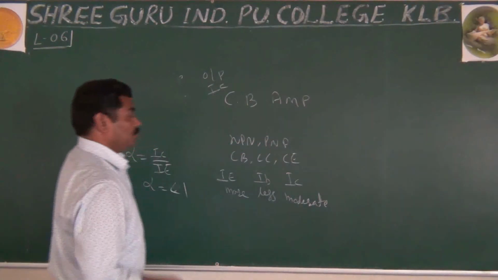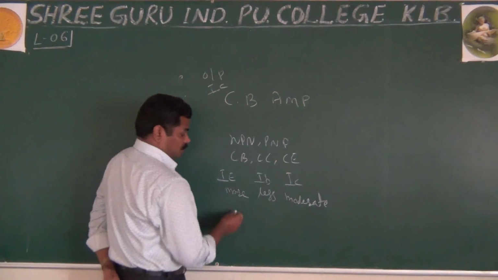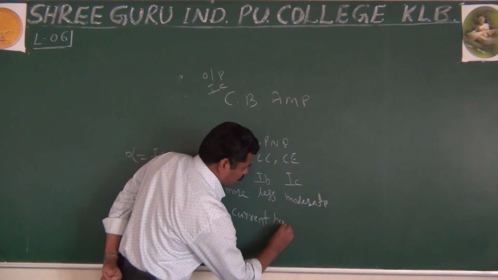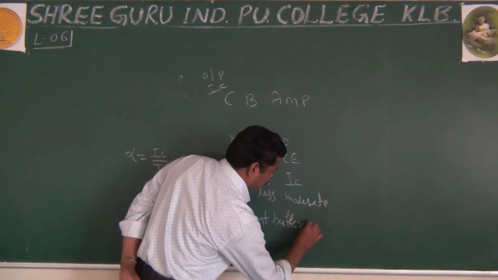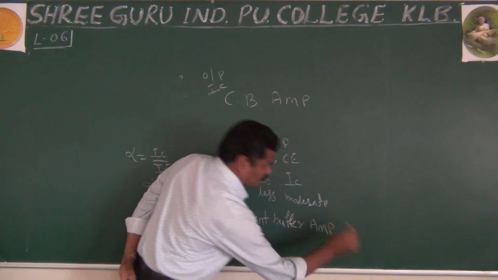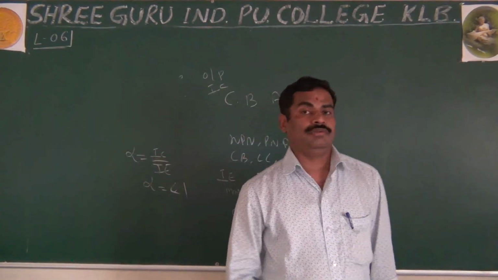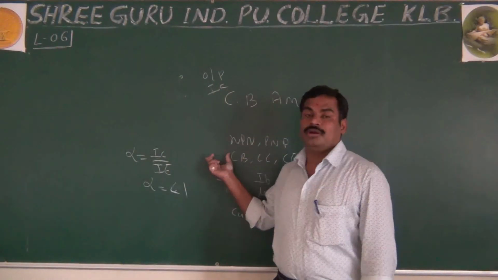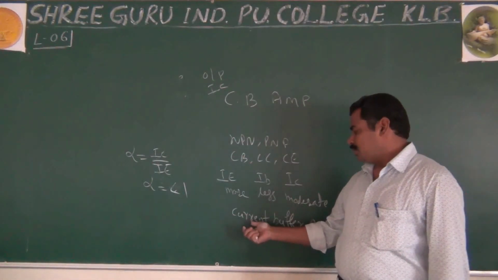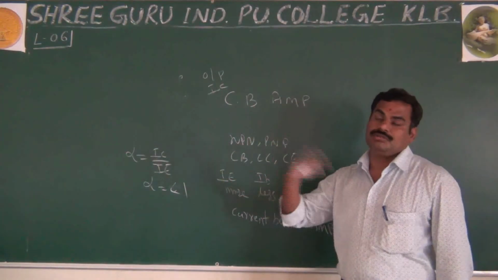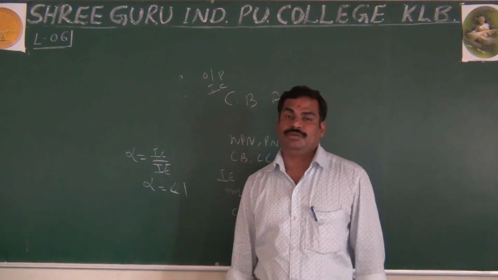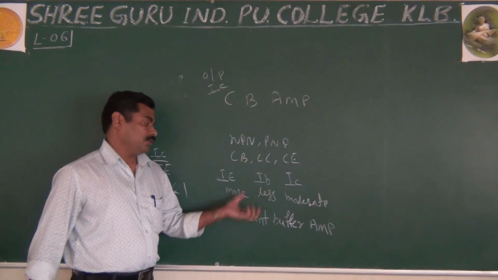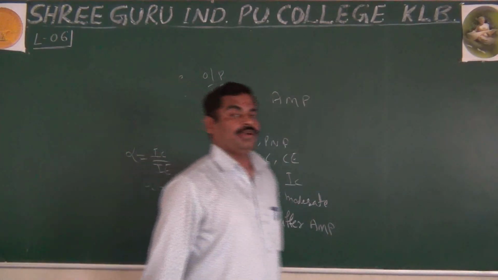It is another important thing. It is used for the current buffer amplifier. Whenever you want constant current, whenever you want the same current for input as well as output, at that time you go for the common base amplifier. It is also used as a current buffer amplifier, because your input as well as output has the same current going from input to output. It is also called the current buffer amplifier. This is about your common base amplifier.